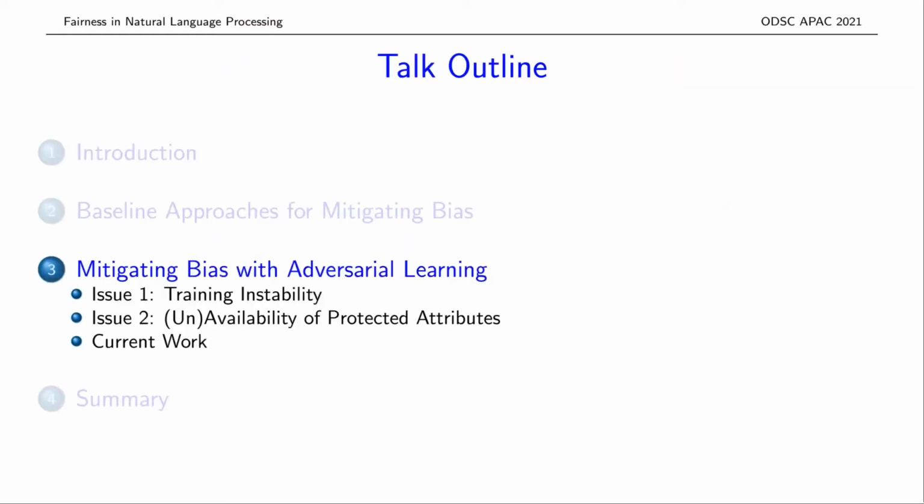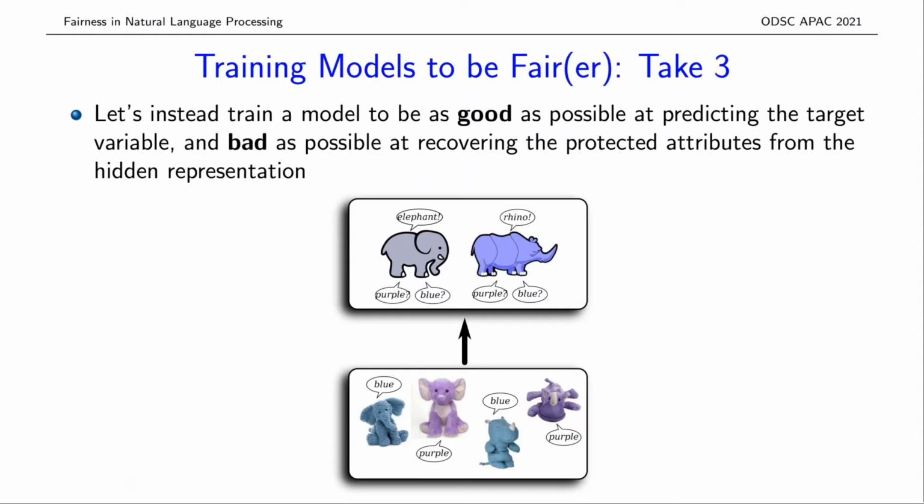So what can we do beyond that? I'm going to focus primarily on adversarial learning approaches to try to mitigate bias. The idea here is we want to strike a balance in terms of this trade-off: being as accurate as we can at predicting whatever our target variable is, our main task variable, and as bad as possible at being able to recover whatever the predicted attributes are for our particular data set from whatever representations we're generating for each of our instances.